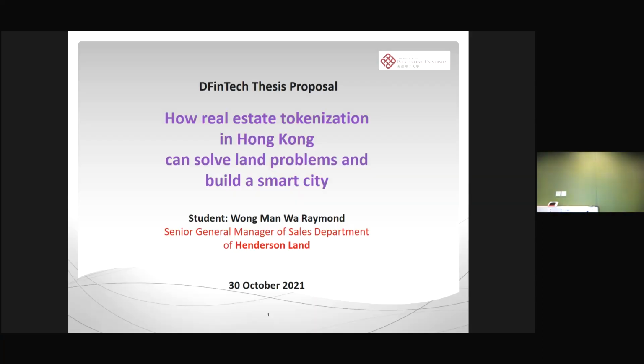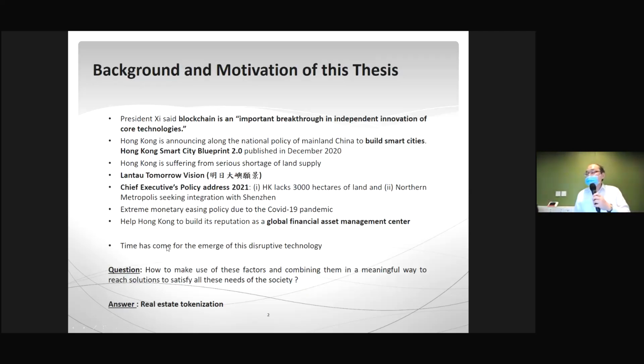Let me introduce myself first. I'm the Senior General Manager of the Sales Department of Henderson Land, which is one of the major developers in Hong Kong. My company's business is to build cities. I think I'm the first student to enroll in this program. I talked to Wilson and he asked me to join, and I immediately joined. My thesis topic is how real estate tokenization in Hong Kong can solve land problems and build a smart city. So it involves blockchain tokens, and also involves smart city concepts.